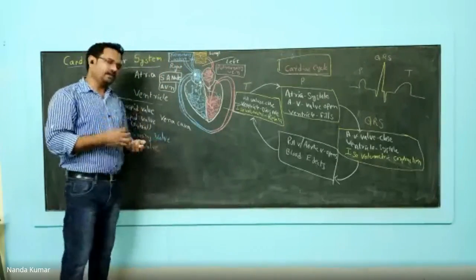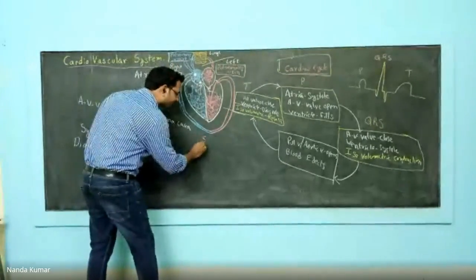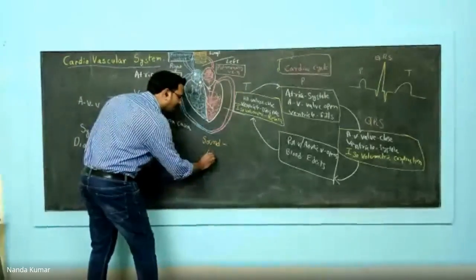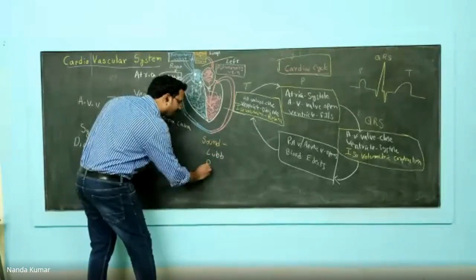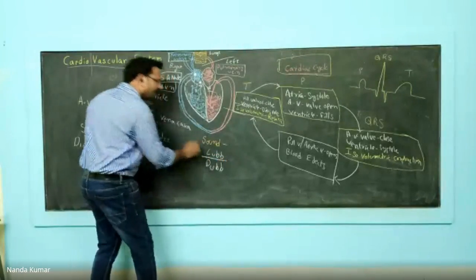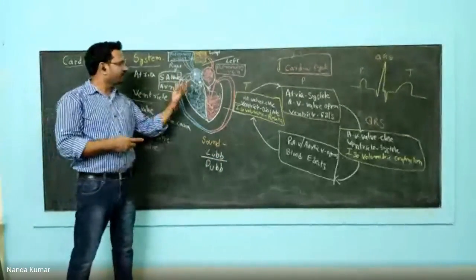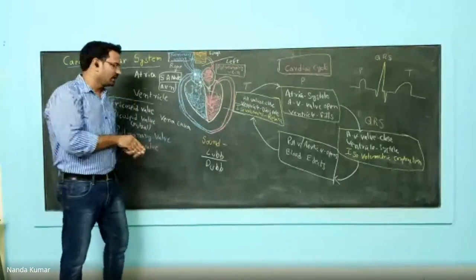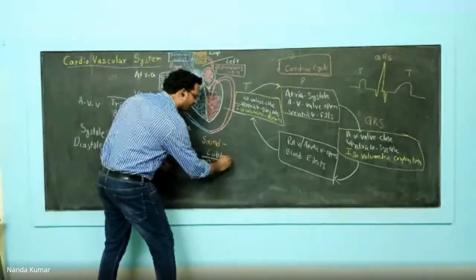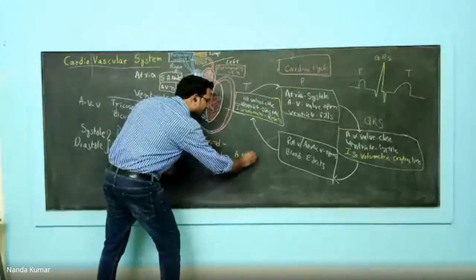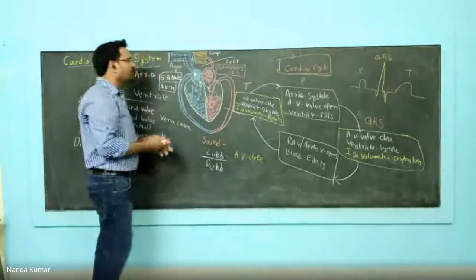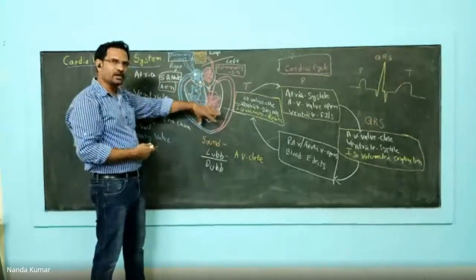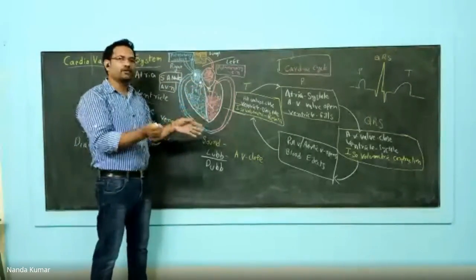Okay, the next thing. You know, our heart has got sounds. Technically, we call them Lubb Dubb sounds. Lubb and Dubb. These sounds are made because of the valves. When the valves close down, we get the sounds. The first sound is because of AV valve closure. You know what happens when the atria contract? AV valves open, blood rushes into the ventricle. After that, the atrioventricular valves close.